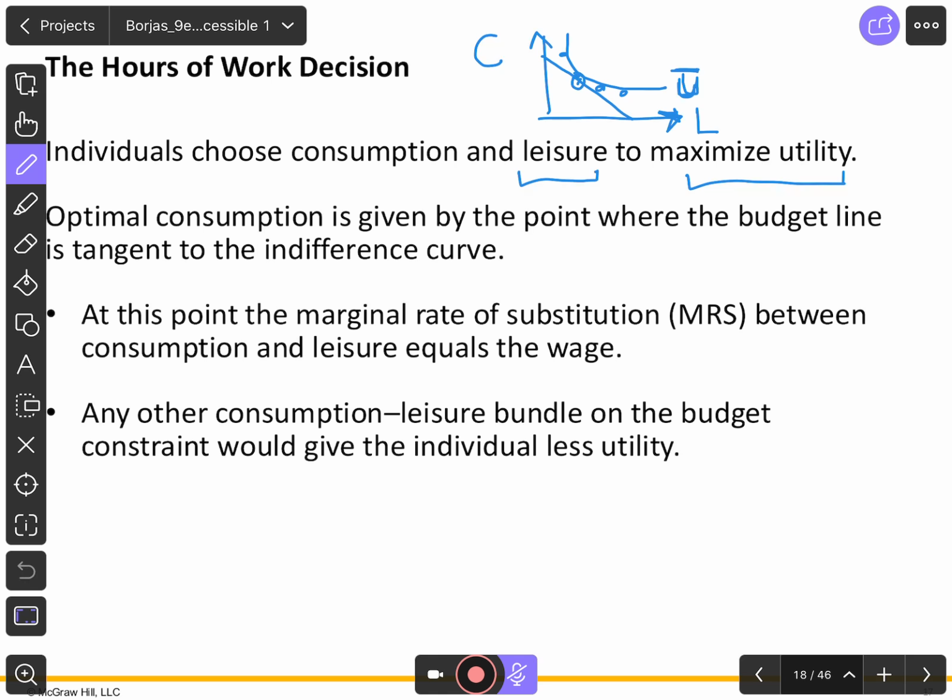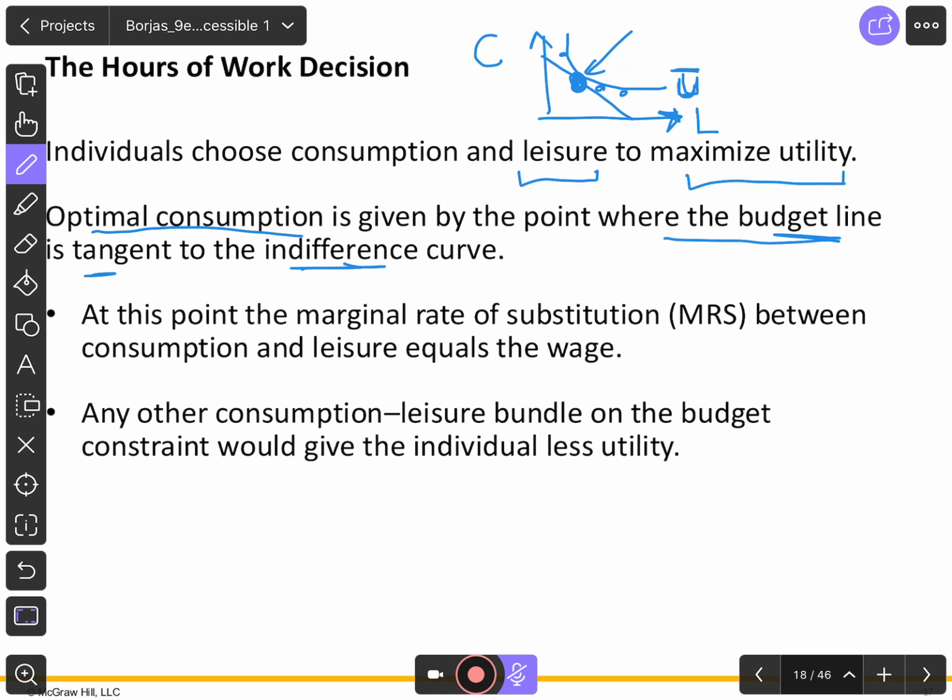And the most important point that matters to us is the point of tangency. The point of tangency between the two lines is the point that gives the optimal decision for the consumer, I should say, the worker. So the optimal consumption decision is given at the point where the budget line is tangent to the indifference curve.